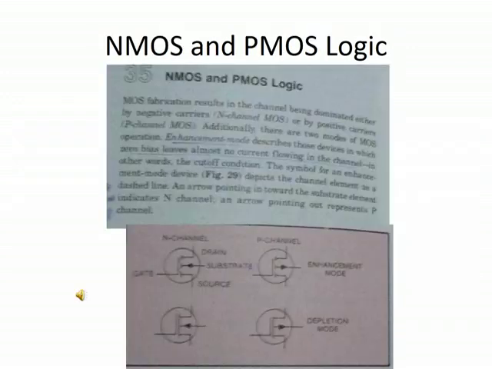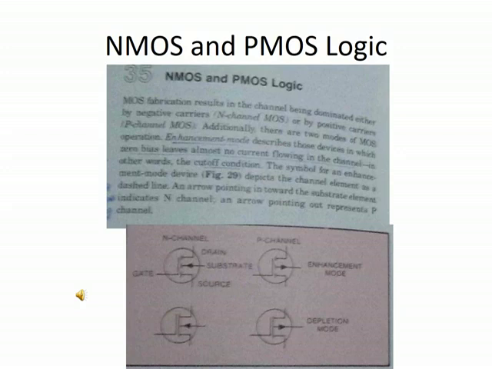In this case, NMOS is an N channel MOSFET, a metal oxide semiconductor device. PMOS means a P channel metal oxide semiconductor device. So that will be the NMOS and the PMOS logic circuit. The NMOS and the PMOS logic circuit diagrams are provided. In the first diagram with the N channel, you can see the drain, substrate and the source and the drain connection. The next one is the P channel, with the source and drain.